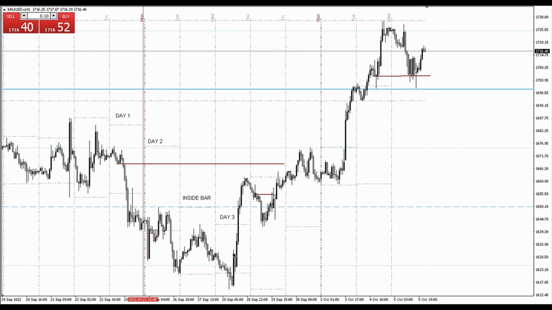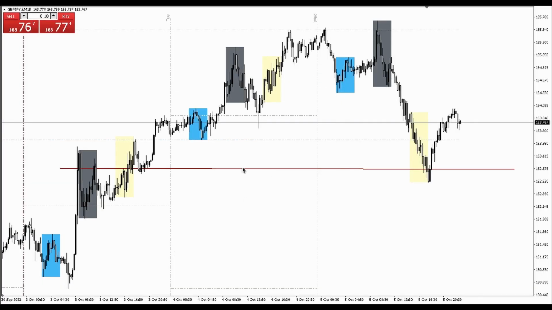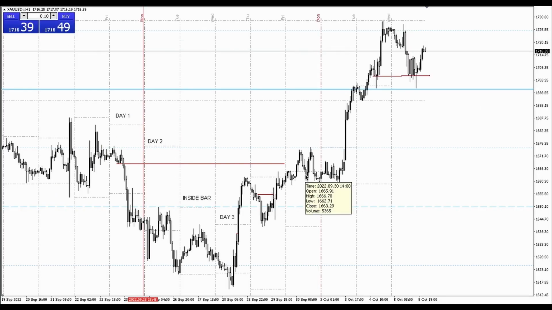We can see it's the same behavior here. So day one, two, three. Day three turns into day one and it's an all-in day, the same as GJ today. Day one, two, three, all-in day. When I say all-in day, I mean the London and New York trading the same direction. So we can see here gold, then day three turns into day one.